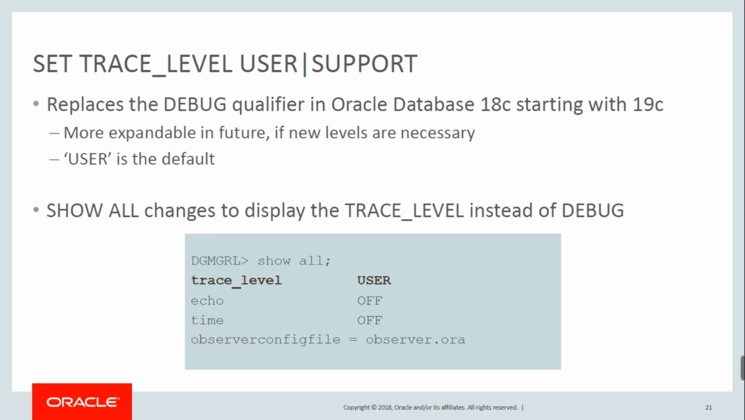So the TRACE_LEVEL support replaces the DEBUG qualifier in Oracle Database 18c, starting with 19c. It is more expandable in future if new levels are necessary, and user is the default. So all changes display the trace level instead of debug. You can log into DGMGRL and show all TRACE_LEVEL, which will be user. So you can see here.